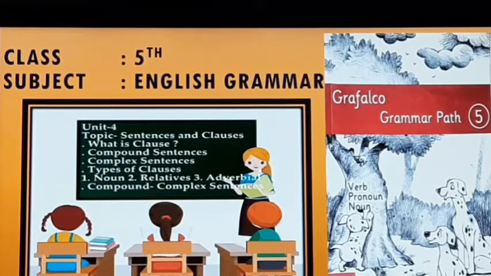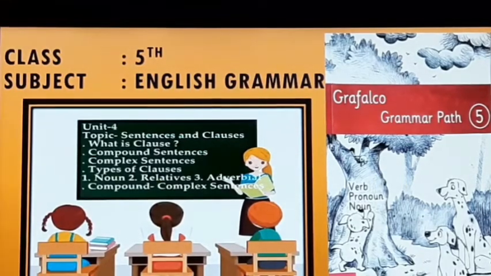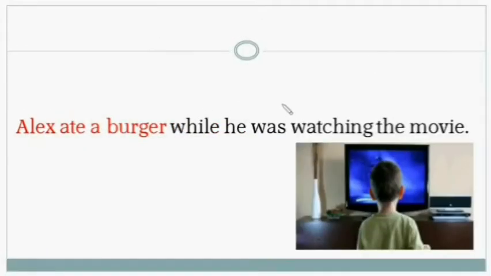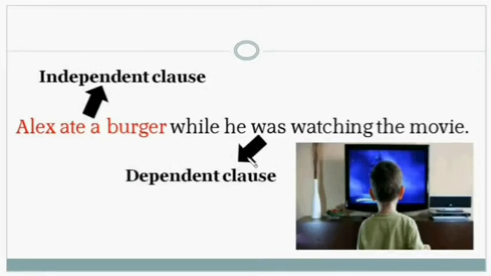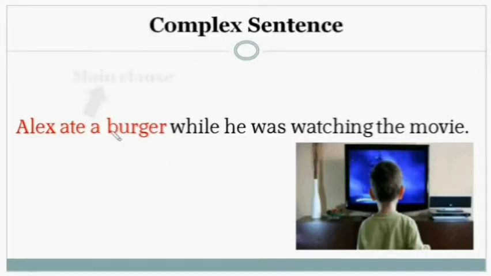Now come to the next subtopic, that is complex sentences. Alex ate a burger. It is the independent clause. And while he was watching the movie. This is the dependent clause. Alex ate a burger. ये main clause है इस sentence में.